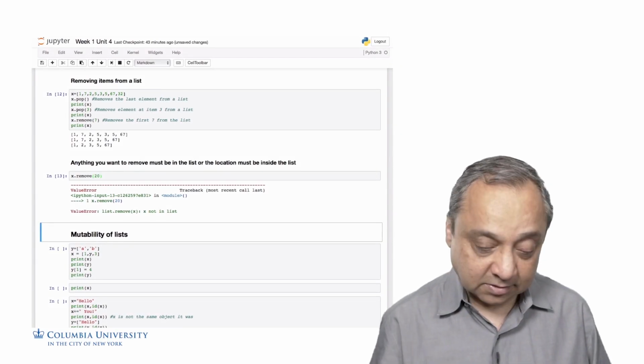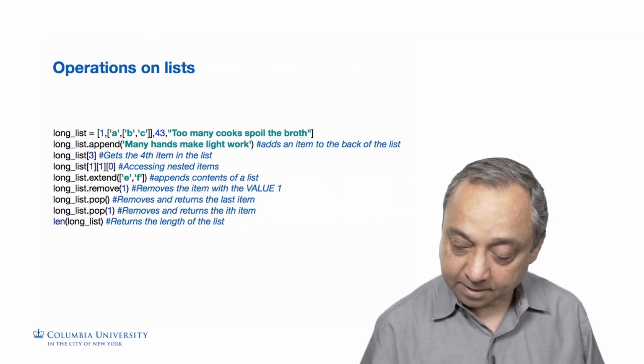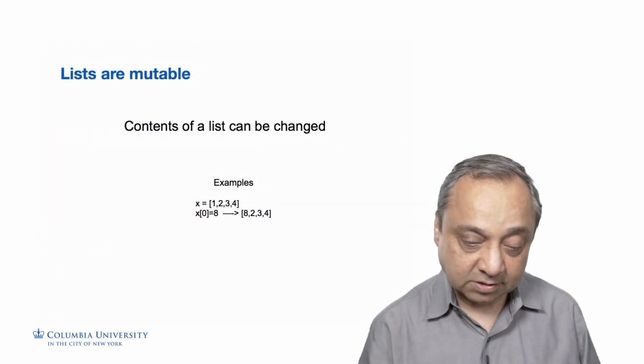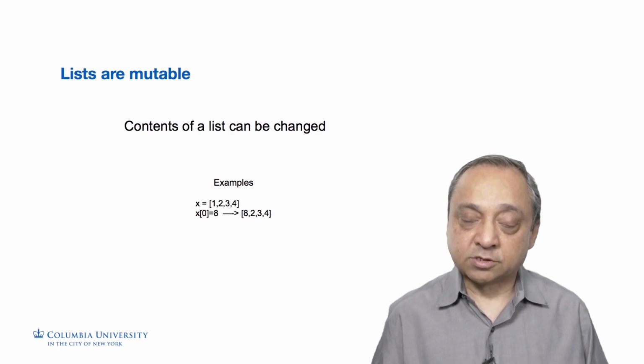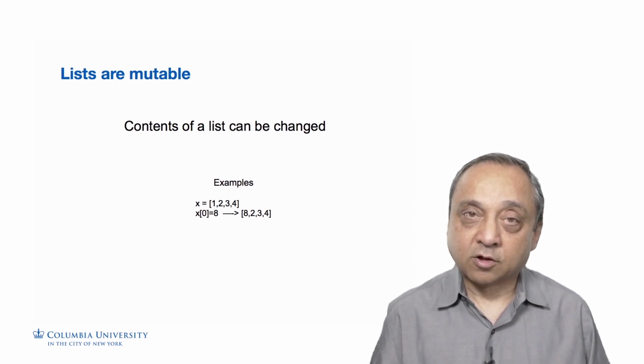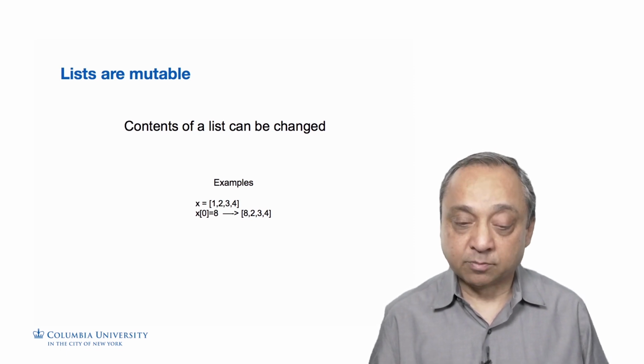The next thing about lists is that they are mutable. So let's take a look at what this means. And this is a very important Python concept, so pay attention. The idea of mutability, we talked about this before as well a little bit, is that the contents of whatever thing you're pointing to can be changed in place.